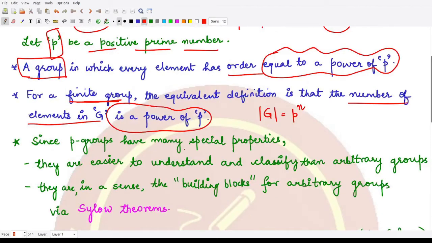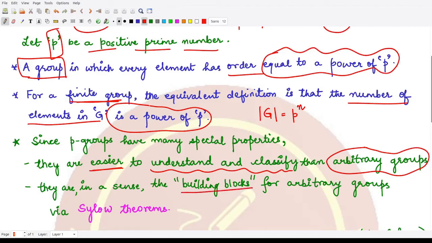Now, why do we study this P group? Because P groups have many special properties. These groups are basically easier to understand and classify than other arbitrary groups. This is one point. Another point is that in a sense they are the building blocks for all other groups. Why? Because the order of each of the elements, or the order of the group in case of a finite group, is a prime number, or it is a power of prime.